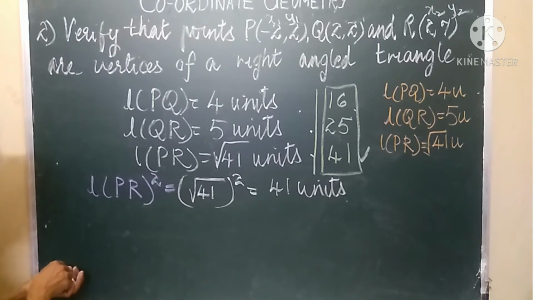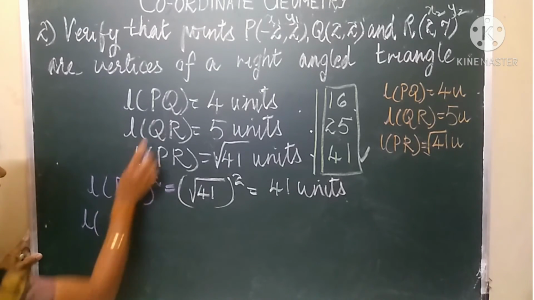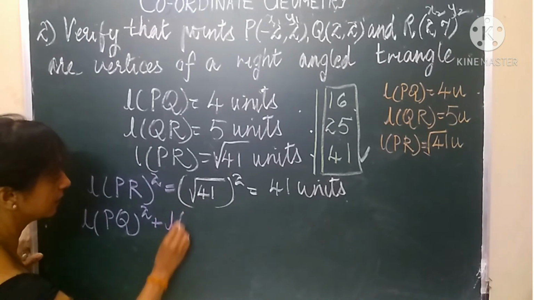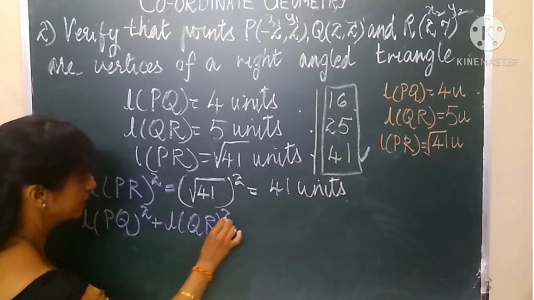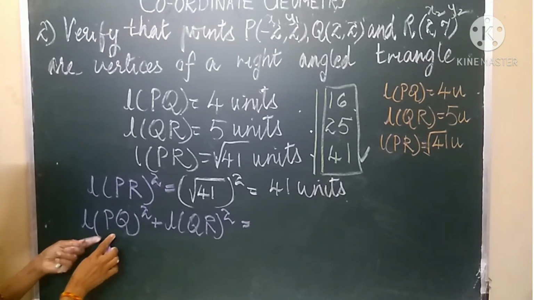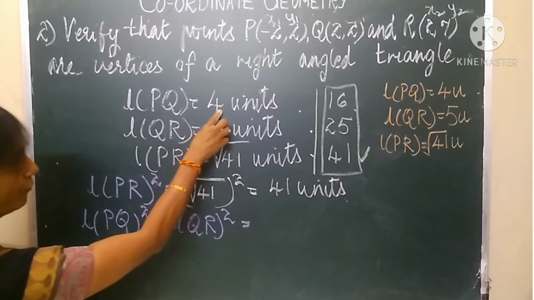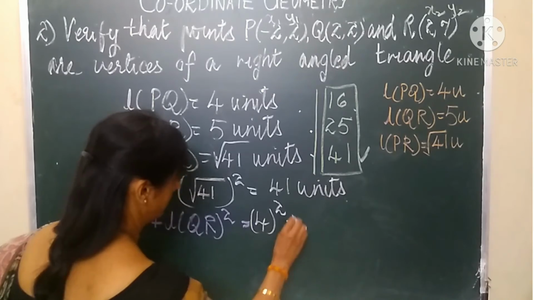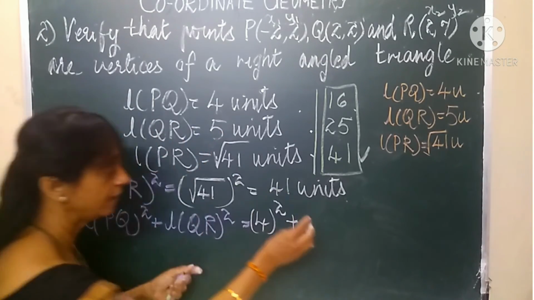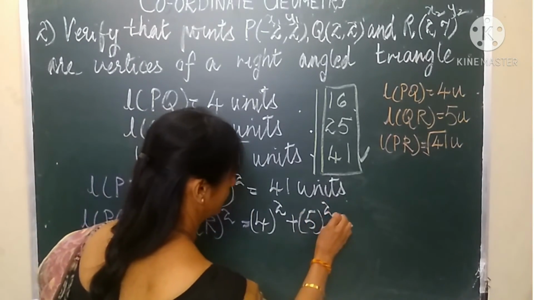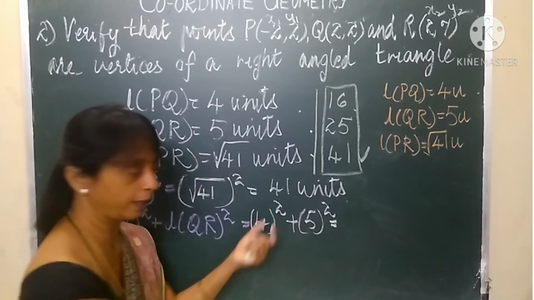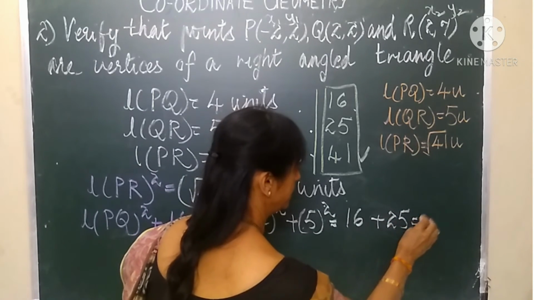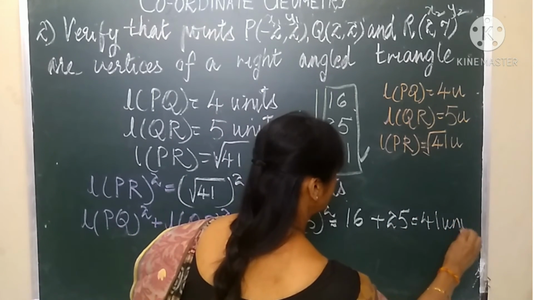Let's sum them up by taking their squares. So here length PQ square plus length QR square. What do we get? We get length PQ is 4, so 4 square, plus length QR, that is 5 square. What do you get? 4 square is 16 plus 5 square is 25. 16 plus 25 gives us 41 units.